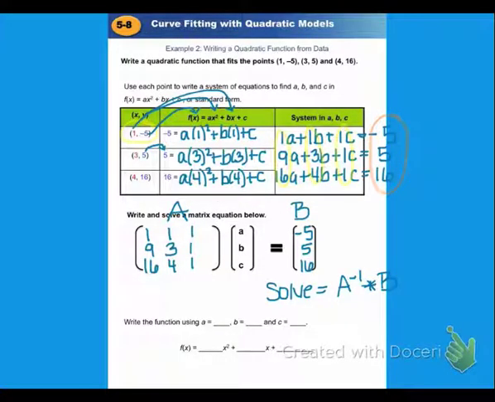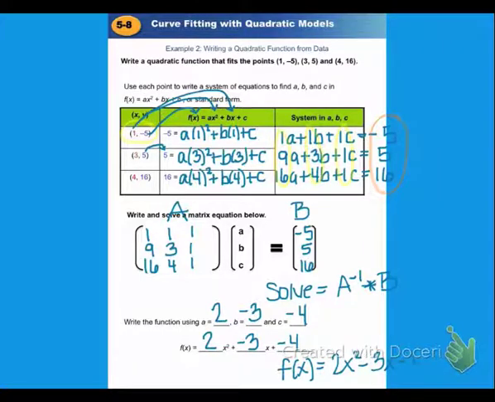So now that we know what A, B, and C are by solving that matrix equation, and A was 2, B was -3, and our C was -4, we can now go ahead and write our quadratic function by just substituting in the values we got for A, B, and C. So our new function is going to be f of x is equal to 2x squared plus -3x plus -4, or another way to write that is 2x squared minus 3x minus 4. So that's our answer. Let's turn the page.